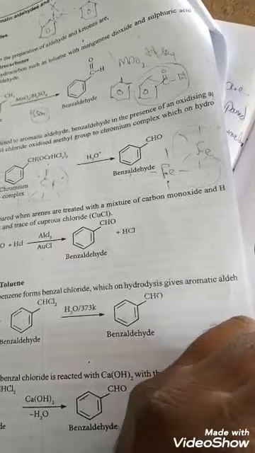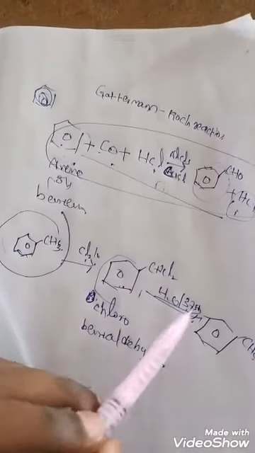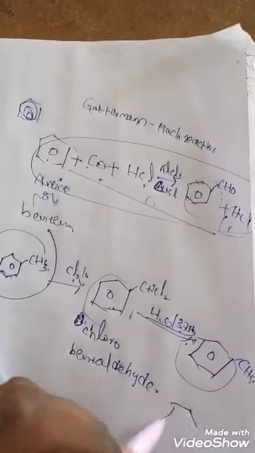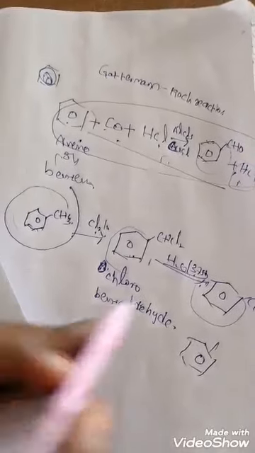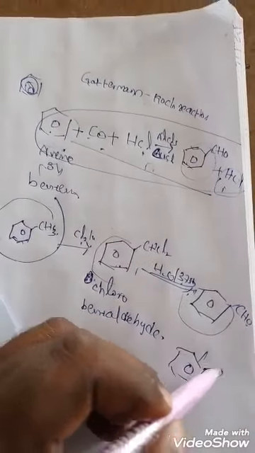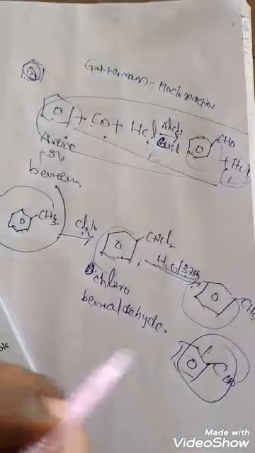So in the presence of H2 at 373 Kelvin, this chlorobenzaldehyde forms benzaldehyde. Okay, this is the benzaldehyde.